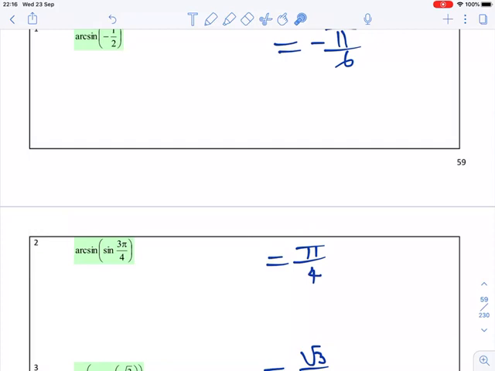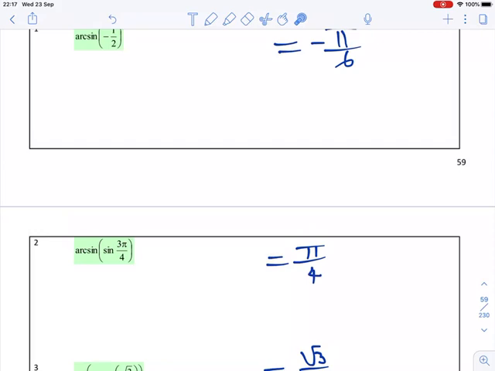Okay, arc sine, sine. So the arc sine and the sine will cancel one another. But we must give our answer in the correct quadrant. So where is 3 pi over 4? Well, 3 pi over 4 is in the second quadrant. There sine is positive. Therefore, I must give positive the reference angle, and therefore my answer will be pi over 4, because the reference angle is pi over 4.